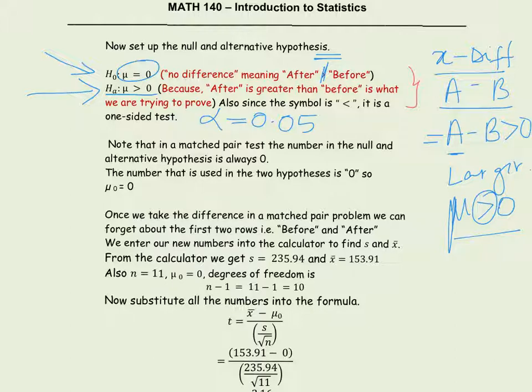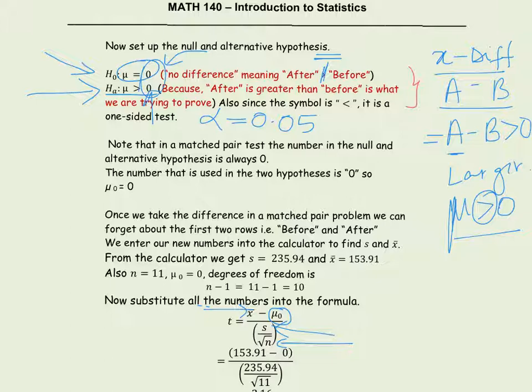Now we've got all the numbers in our formula. We have x bar, we have s, we have sample size n. The only thing missing is the mu naught. If you remember, mu naught is the number that comes from the null and alternative hypothesis. This number, which is the same in the null and alternative hypothesis, is the mu naught. So in this case, mu naught equals 0. Now this is a t procedure because sigma is not given. It is a single sample t procedure.